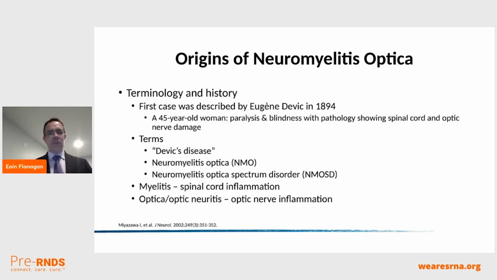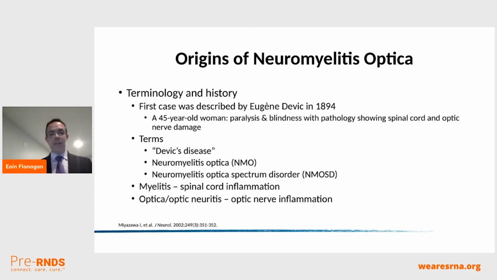The origins of neuromyelitis optica: it was initially described in 1894 by a person named Eugene Devic, and for that reason it's been termed in the past, and still by some people, Devic's disease. This was a 45-year-old woman who had paralysis and blindness, and the pathology showed involvement of the spinal cord and the optic nerve. The terms that we use nowadays include Devic's disease. Subsequently, it was termed neuromyelitis optica. And then in more recent times, it's been termed neuromyelitis optica spectrum disorder.